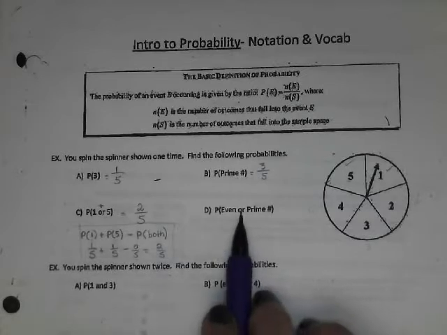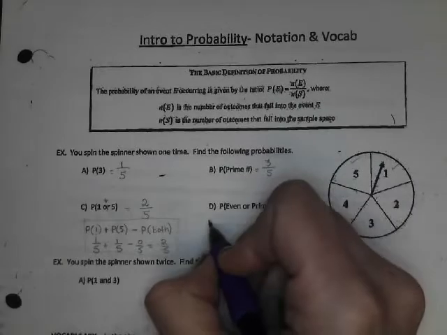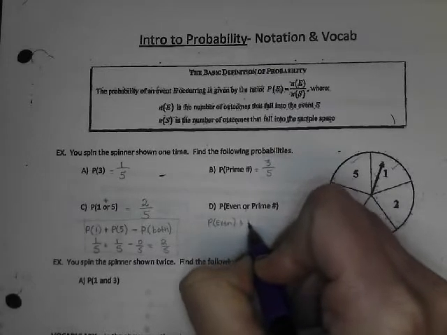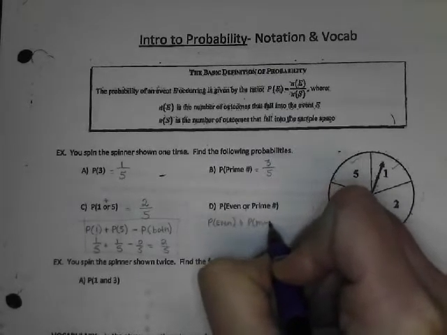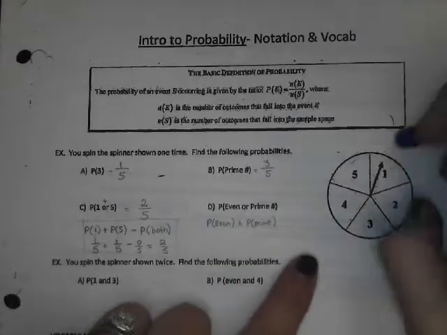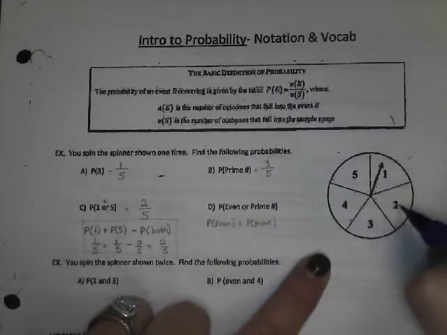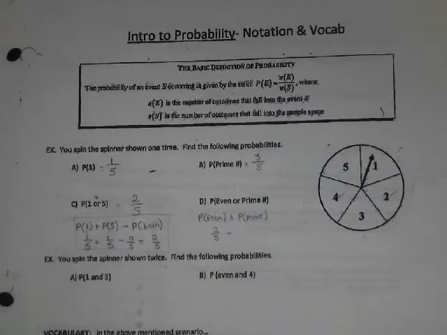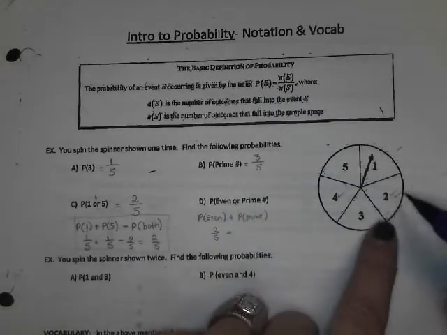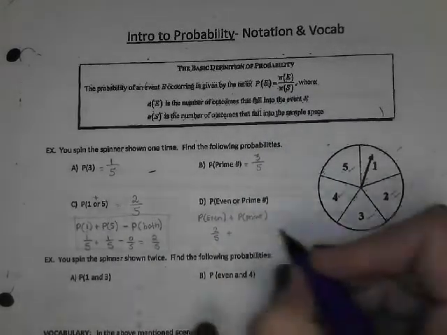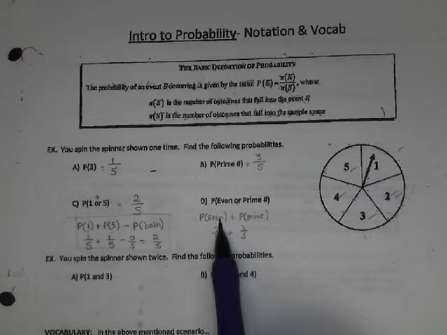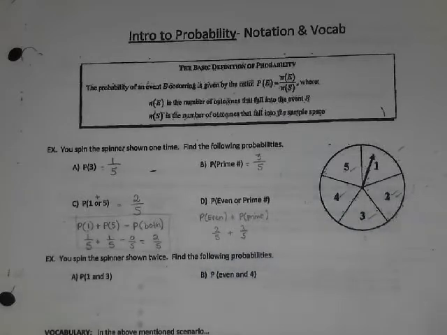But here's a situation, and I'm going to do this the addition way. I'm going to look at the probability of even plus the probability of prime. Now, the even numbers are 2 and 4, so that's 2 out of 5. Plus, the prime numbers that we talked about were 2, 3, and 5, so there's 3 out of 5. But we double counted one of them. We double counted 2 as being something that's even, because it is, and being prime, because it is.